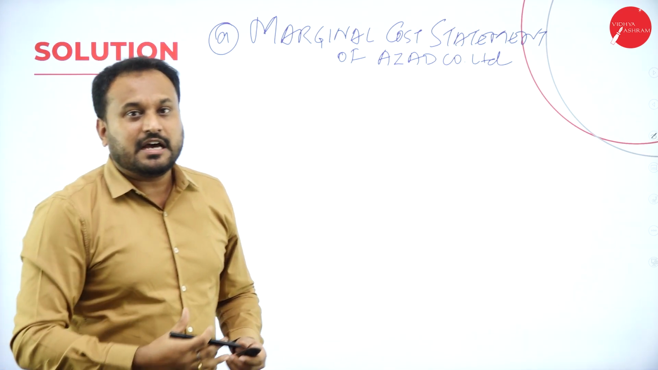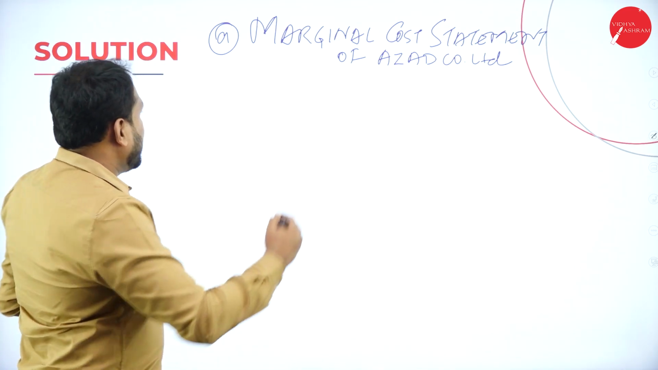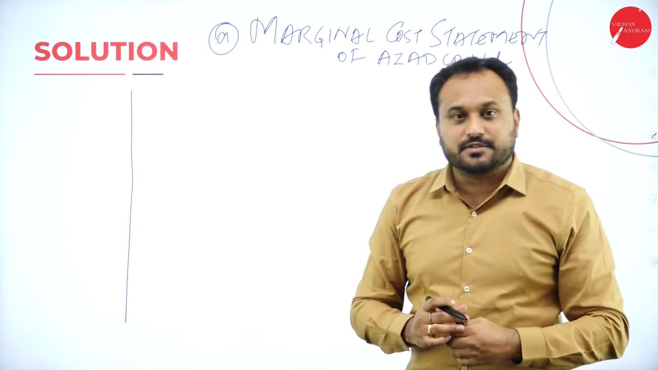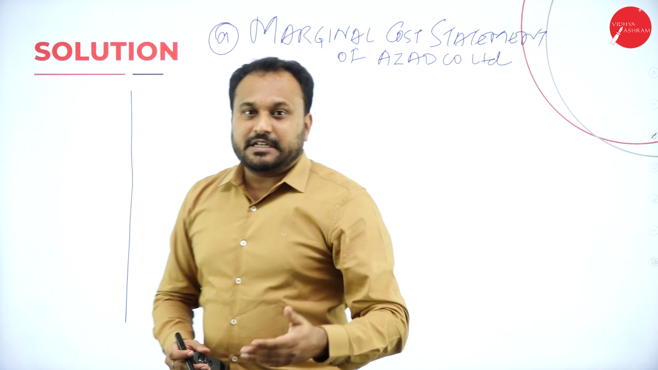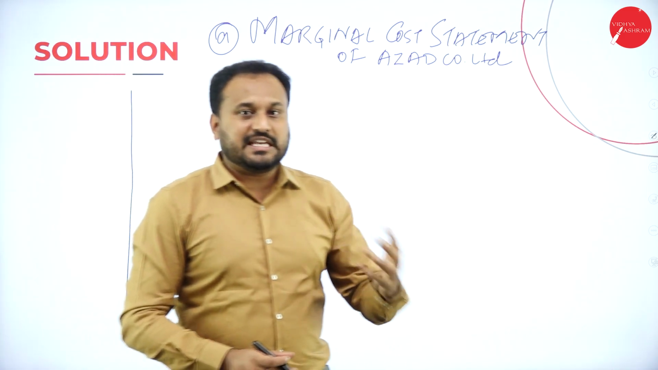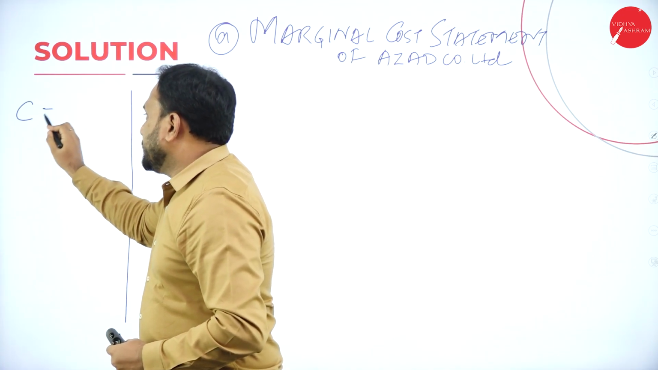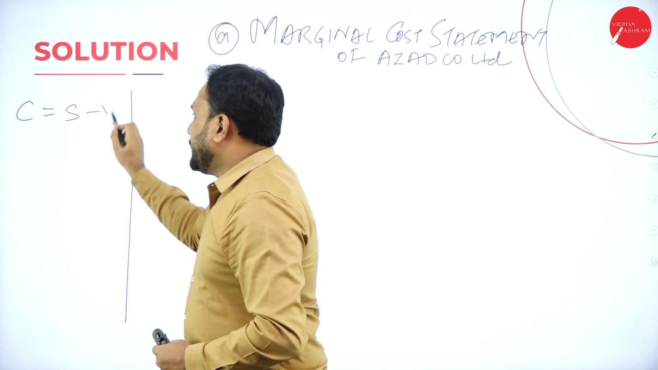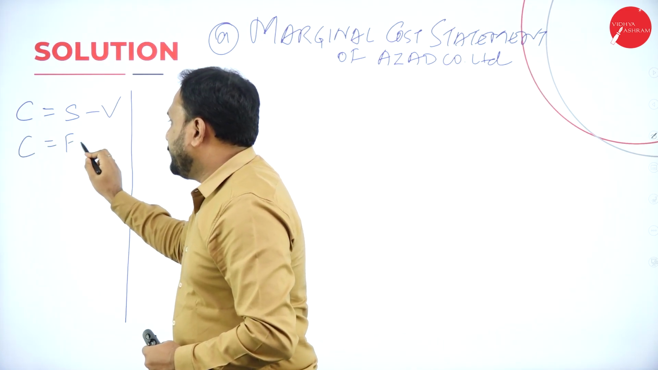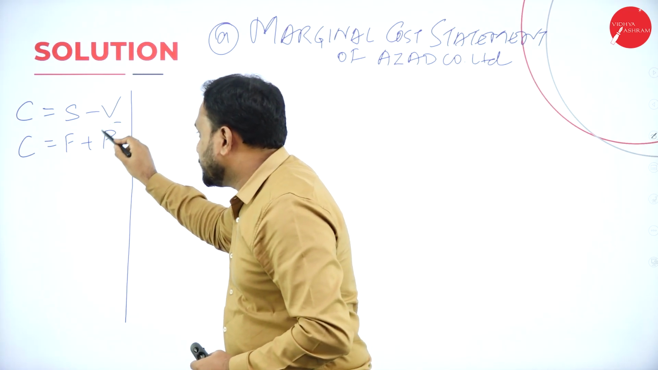Now why should they give Azad Company Limited? Because we need to find Azad Company Limited's marginal cost statement. And what is the formula which we are supposed to use? Whenever we go with any statement, the statement is very simple. Whether you get profit or you get loss. That is what the statement always says, right? So to find that, we have a formula. Contribution is equal to sales minus variable cost. Again, one more we have. Contribution is equal to fixed plus profit. Now, where is this profit coming? The profit is here actually.